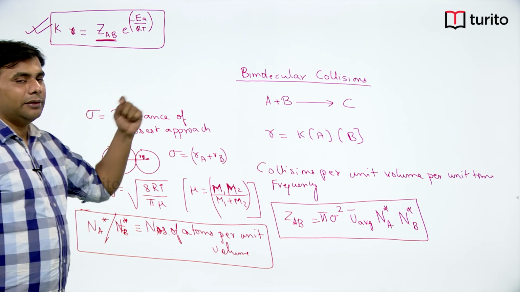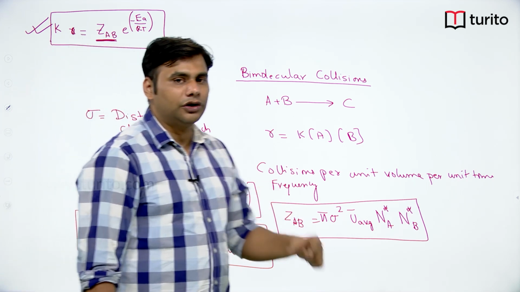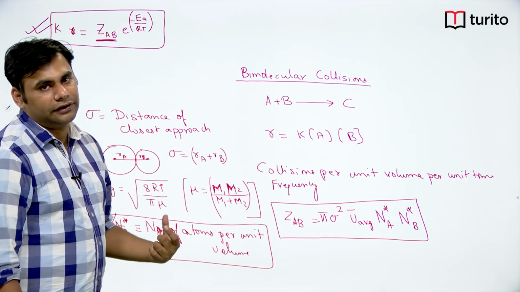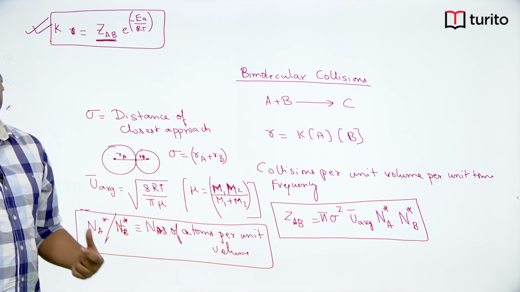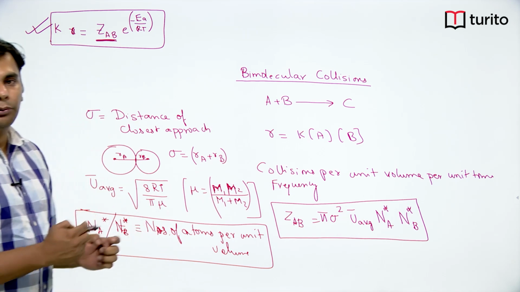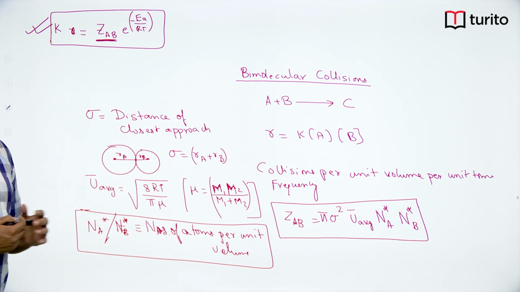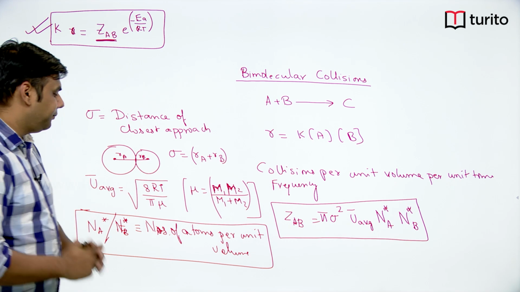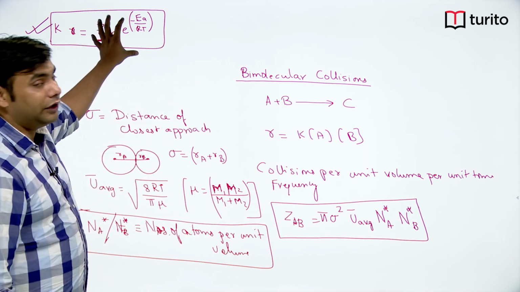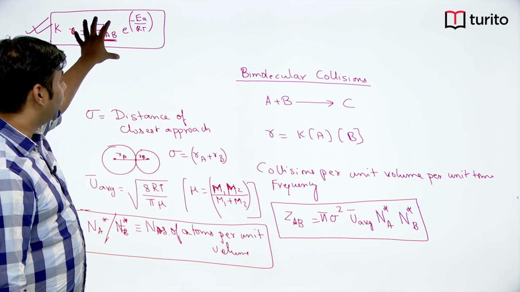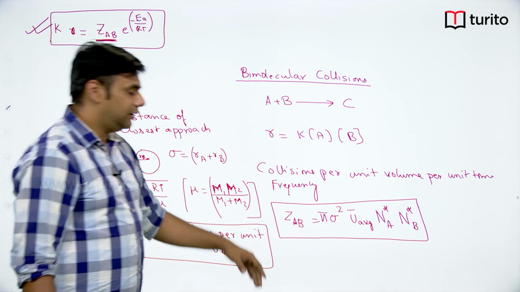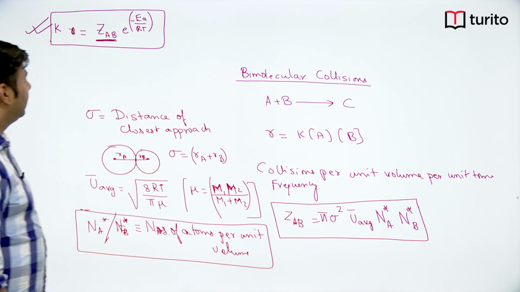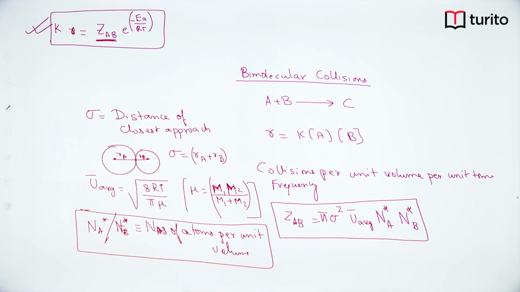So e raised to minus Ea by RT represents the fraction of molecules possessing energy greater than activation energy, and ZAB represents collision frequency per unit time per unit volume. So if you take the product of the two, it should give us the rate constant, because this will measure the speed of a reaction: the number of collisions and the number of collisions that are effective in transforming the reactant into product.